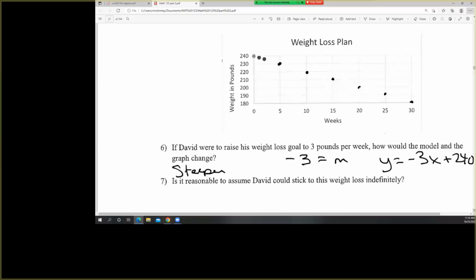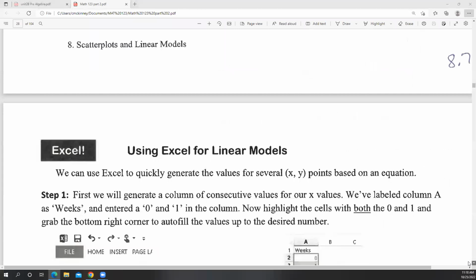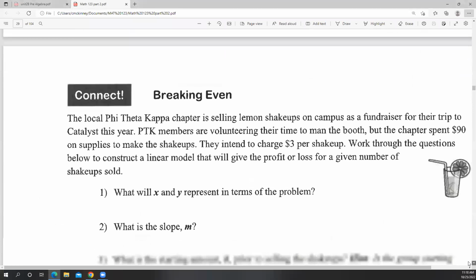All right, we're going to skip over to the page that says breaking even, if that's still the order I have this in. I think that's just some. So yeah, there we go.